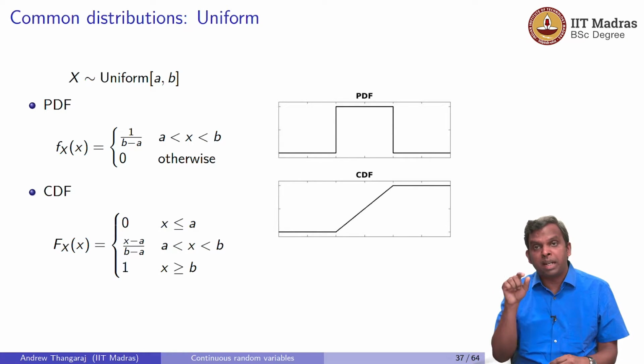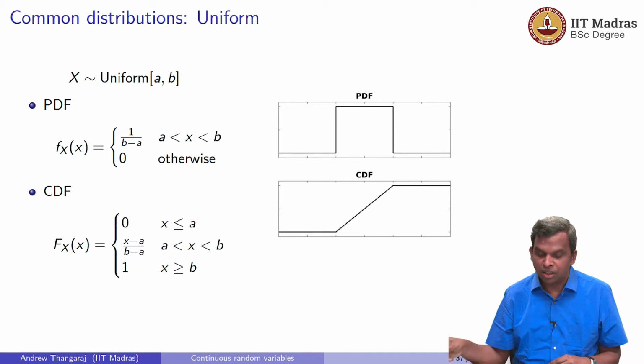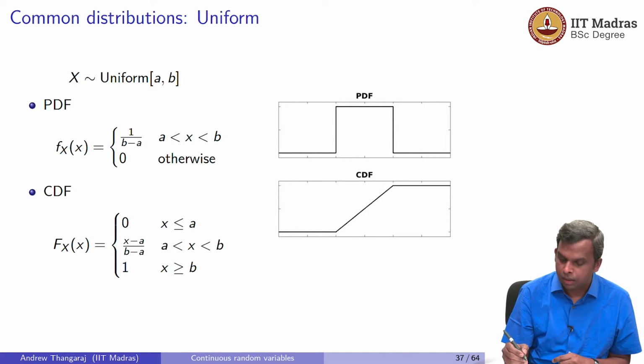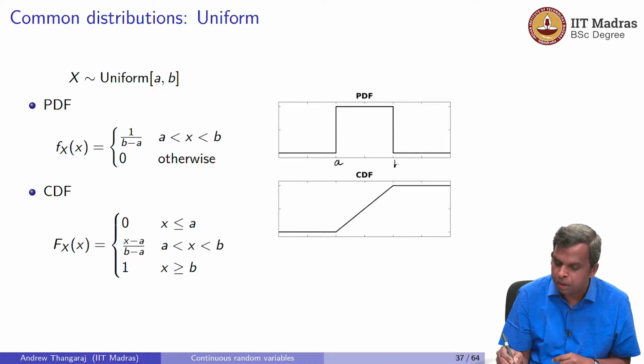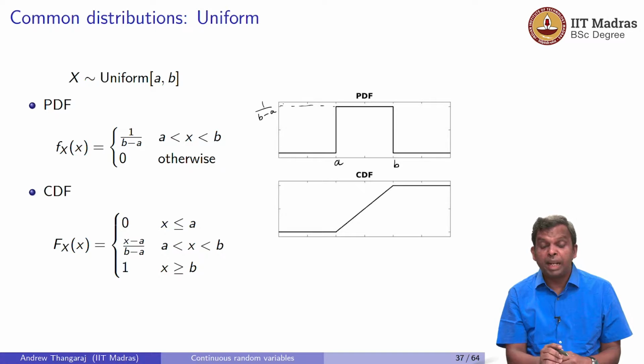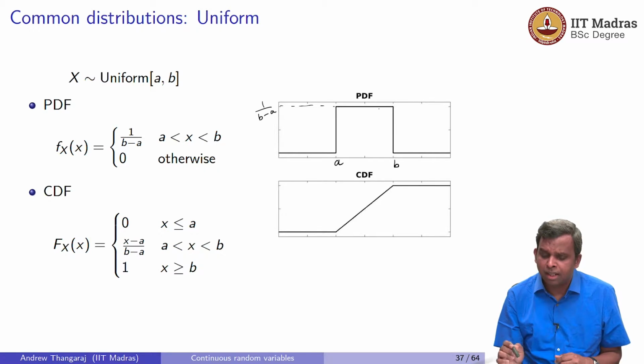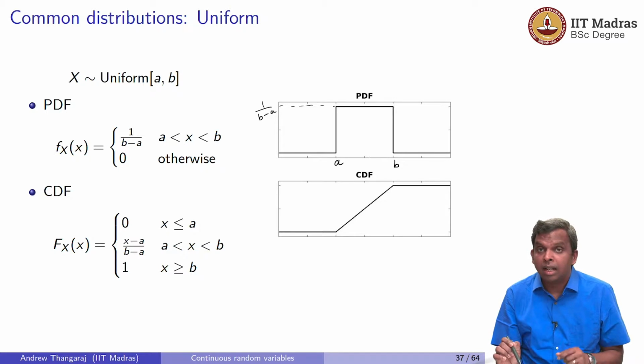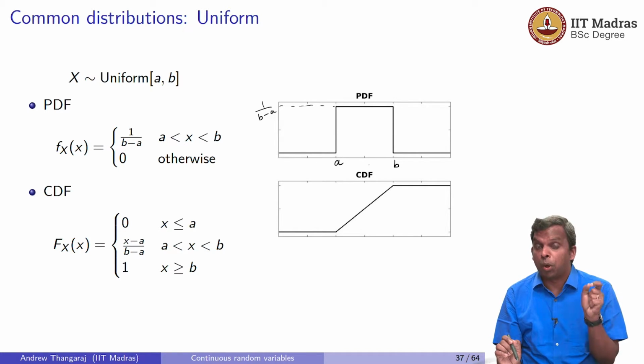Now from a to b, if the PDF has to be flat and it has to integrate to 1, the height of the PDF has to be 1 by b minus a, right. So that's the picture that you have here for the PDF. This would be a, this would be b, and the height here would be 1 by b minus a. That's the description of the PDF of a random variable which is uniformly distributed from a to b. You can see why the uniform comes in. You take any interval between a and b, as long as the width of the interval is the same, the probability of the random variable falling in that interval is the same, right.